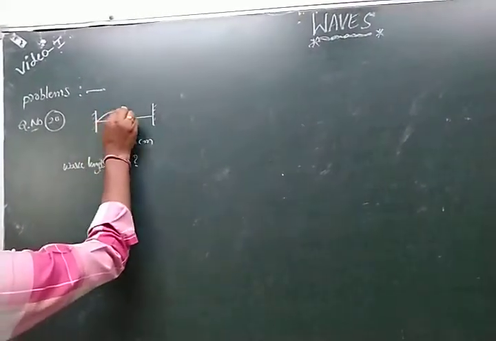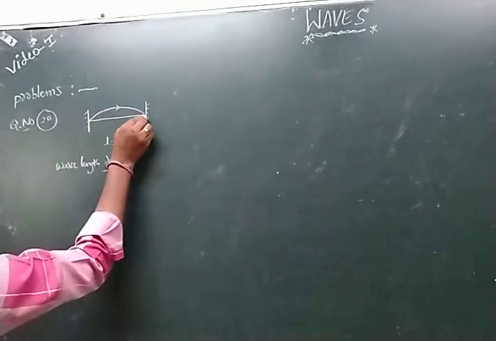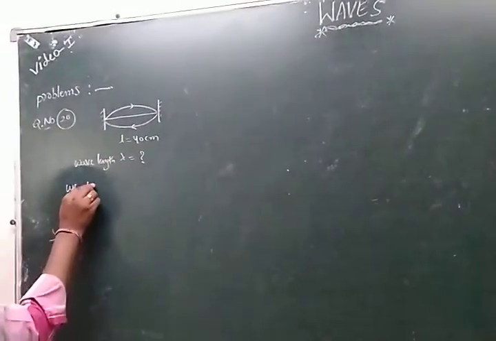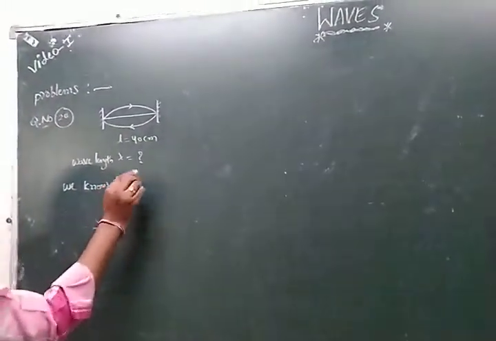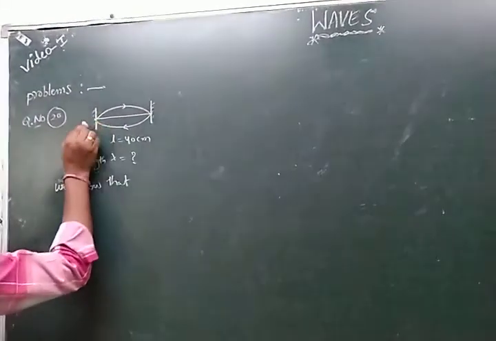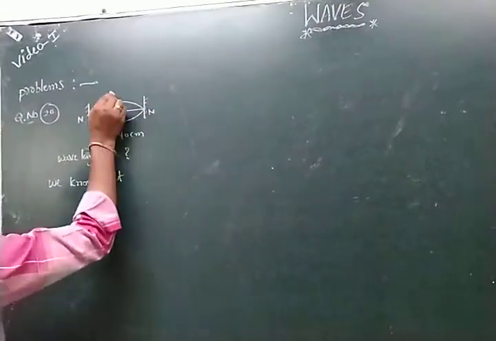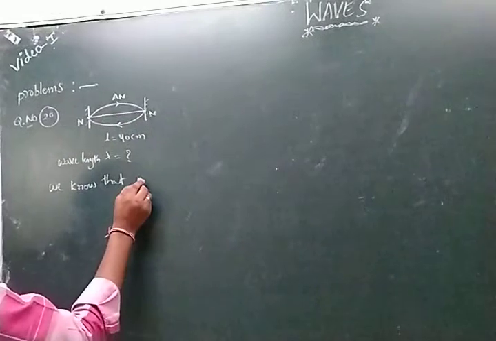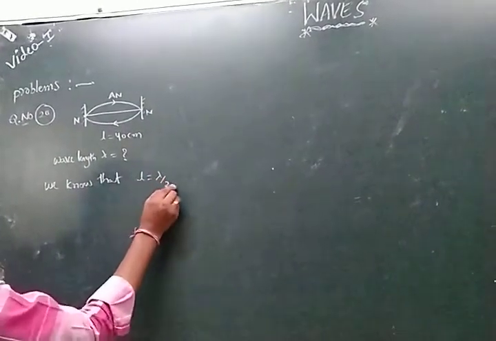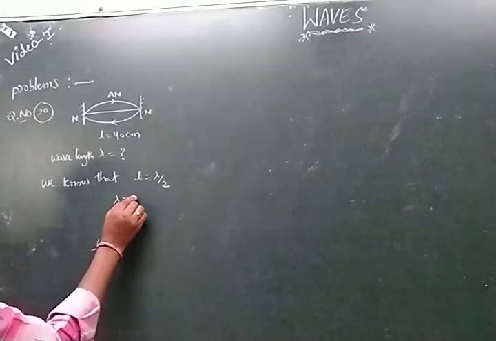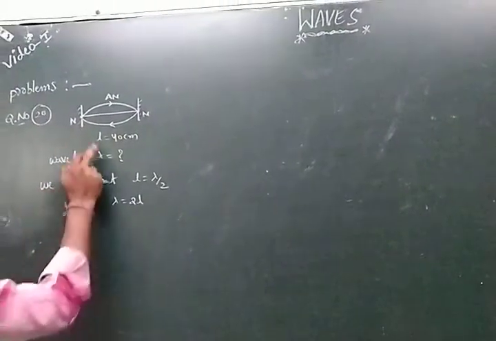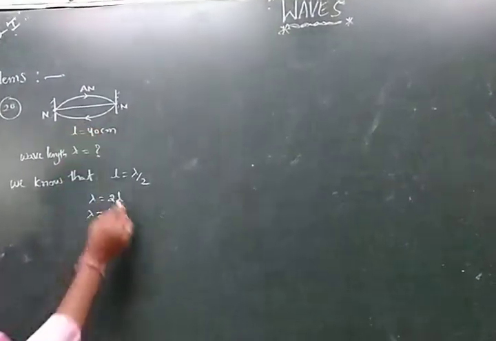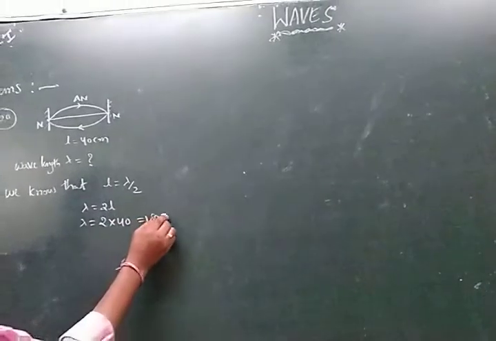When the string is vibrating in a single loop, it is reflected again by the supports. Here, how many nodes can be formed? Two nodes. How many antinodes are there? One antinode. We know that the node to node distance is lambda by 2, so lambda is equal to 2 into L. Now we can find the wavelength: lambda is equal to 2 into length. How much is the length? 40, so that is equal to 80 centimeters.